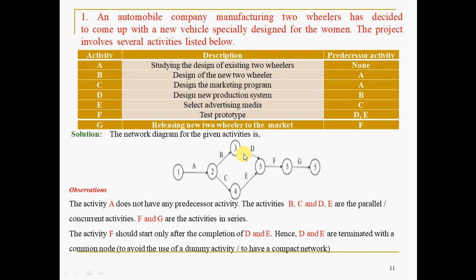So of course, you can have a different number for this, and you can connect with the dummy node also. But the network will become very huge or bulky. To avoid that, what you have done is, when there are two predecessor activities, you can terminate with a common node so that you can minimize the usage of dummy, or you can minimize the size of the network, we can say. See, this and this, they are terminated with a common node or event.